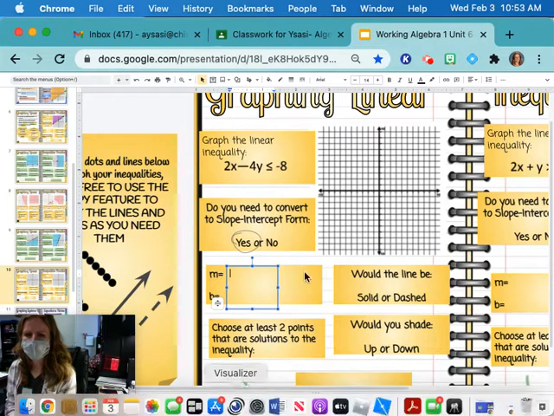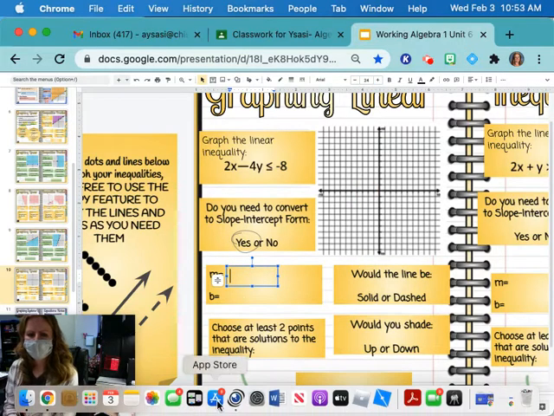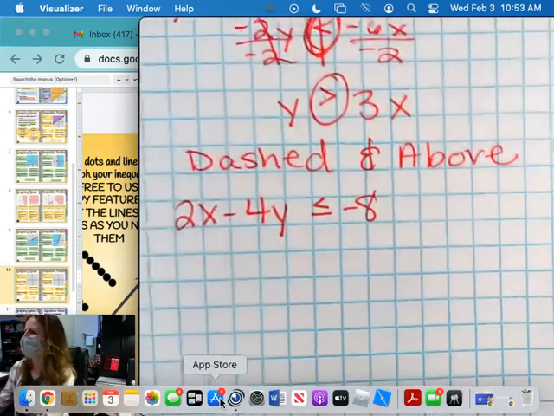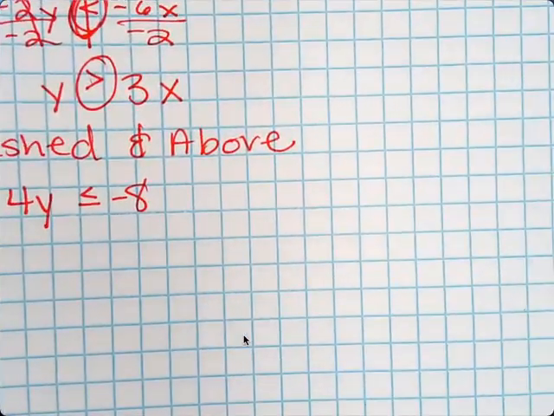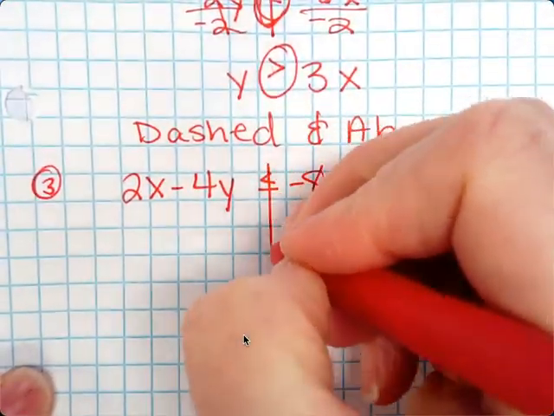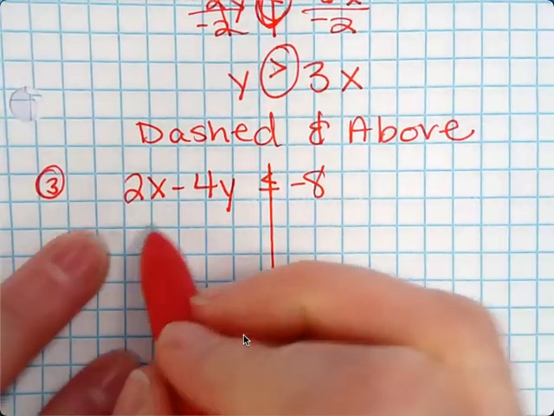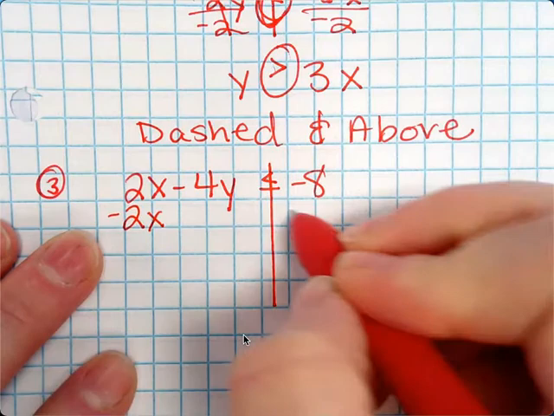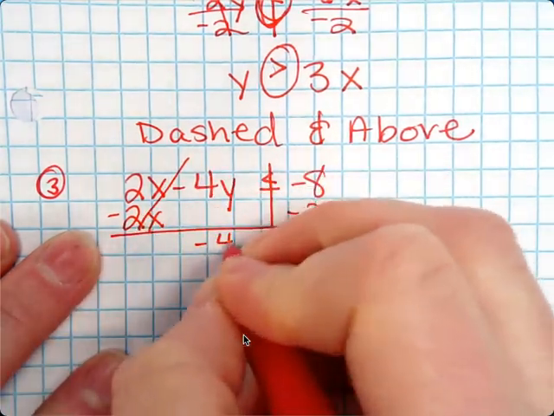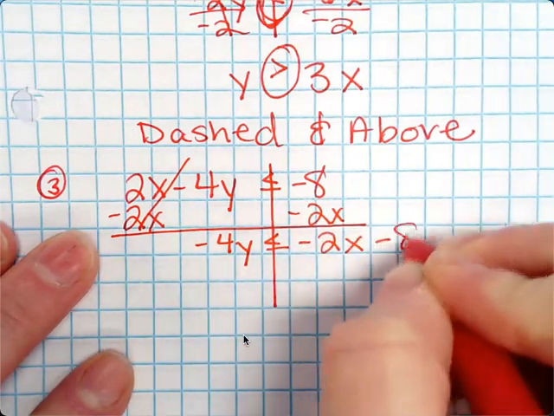Oh, we can't do that yet. I'm going to go ahead and get a text box ready. So we need to solve this one out. You'd say y by itself. So we need to move that 2x to the other side, so minus 2x. We get negative 4y is less than or equal to negative 2x minus 8.